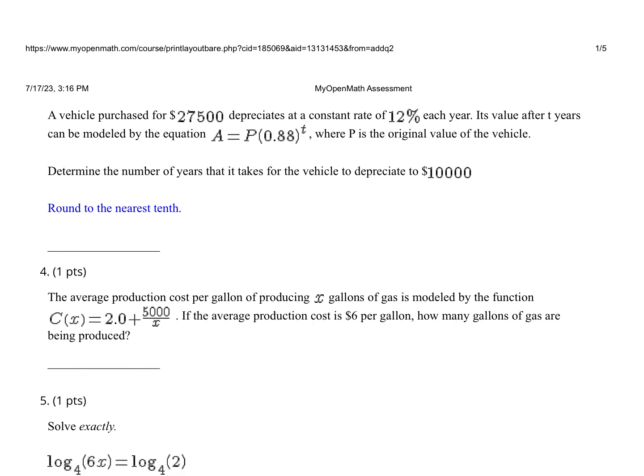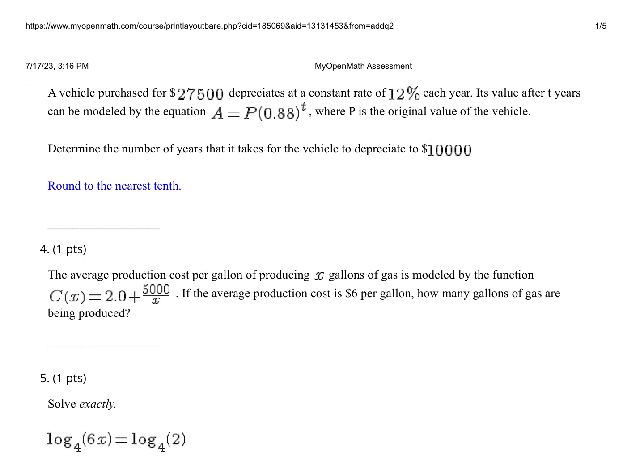All right, number 3. A vehicle purchased for $27,500 depreciates at a constant rate of 12% each year. Its value after 2 years can be modeled by the equation given, where P is the original value of the vehicle. Determine the number of years that it takes for the vehicle to depreciate to $10,000.